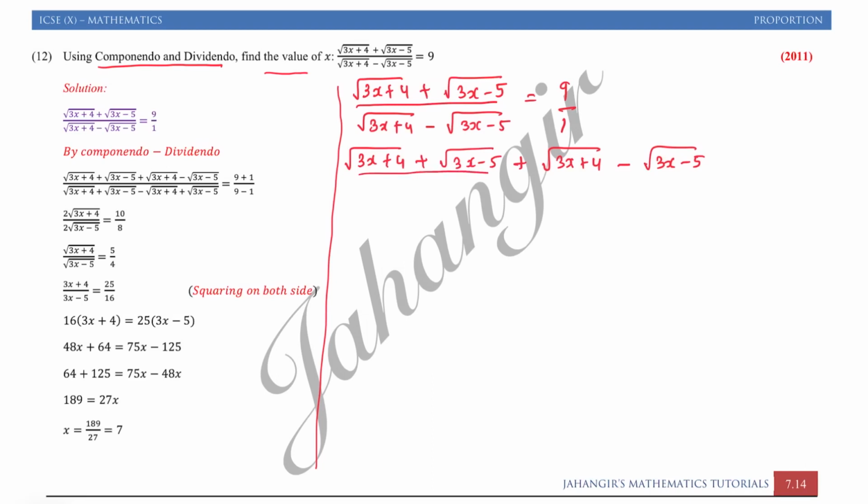So it's a plus b. Numerator is a, denominator is b. So numerator plus denominator. Same way, numerator, this is just numerator. Now I will write minus. When I am writing minus, denominator sign will change. Here I will put plus. That is equal to 9 plus 1 upon 9 minus 1. Cancelling the terms, these two terms will get cancelled.